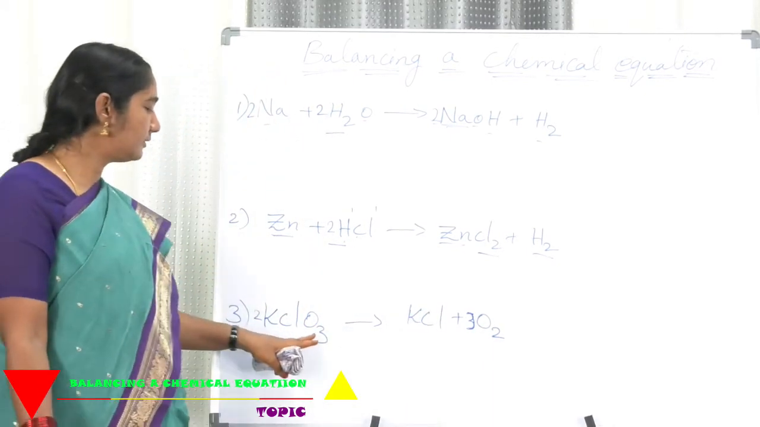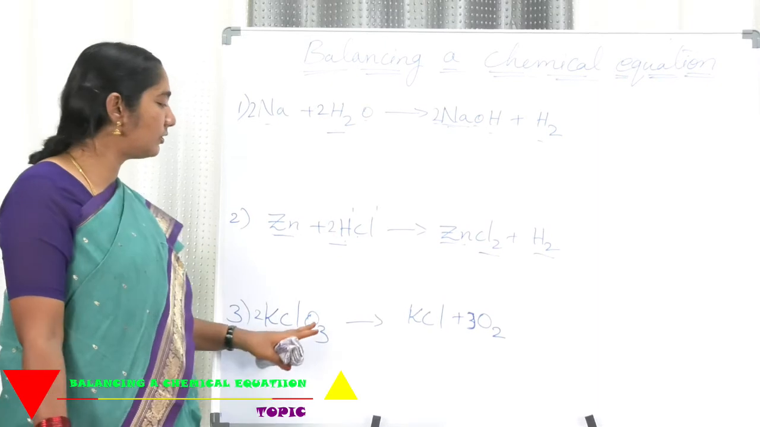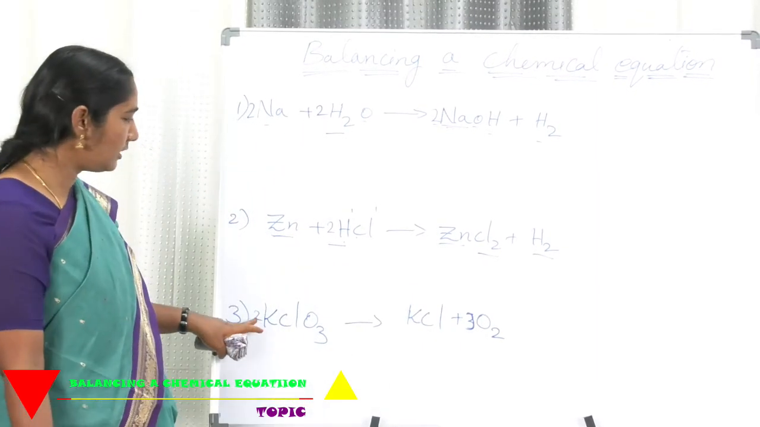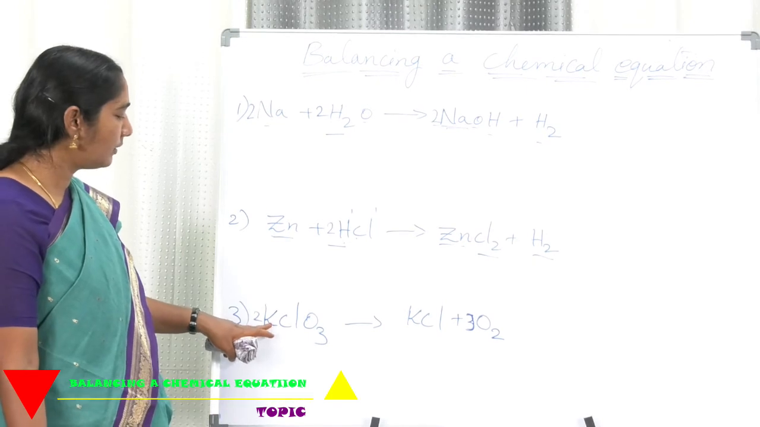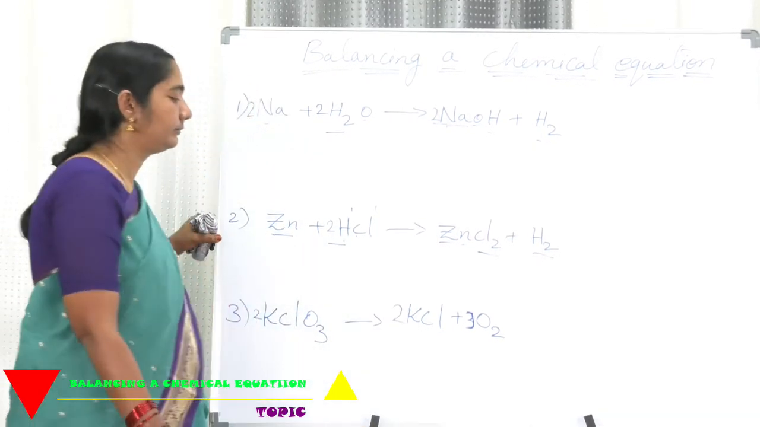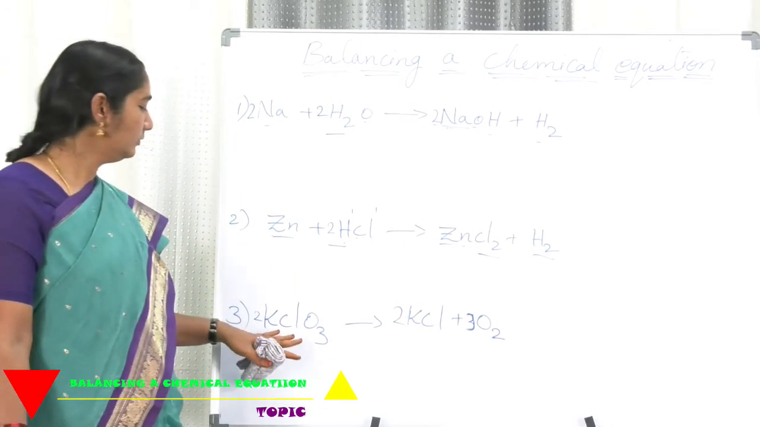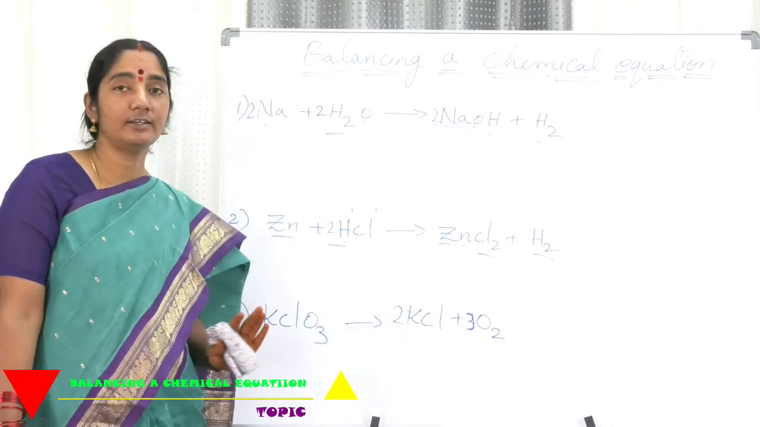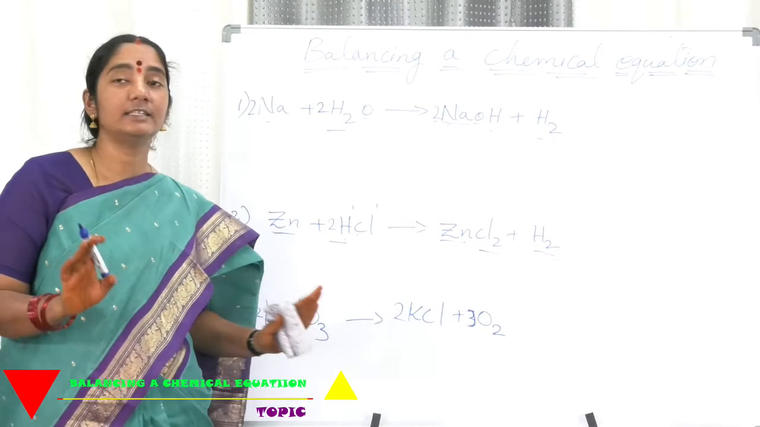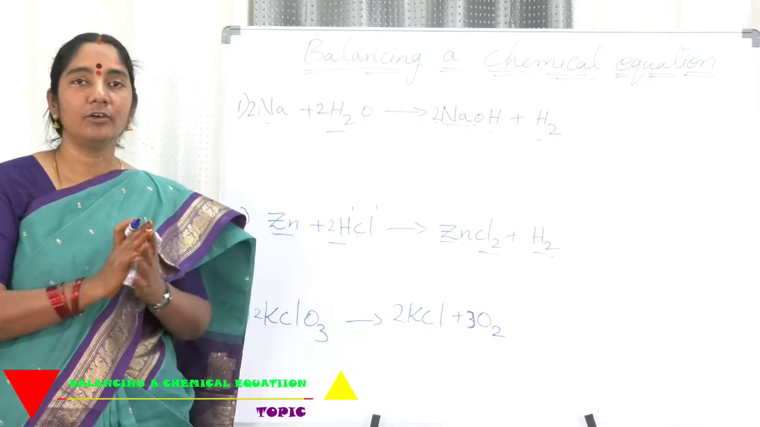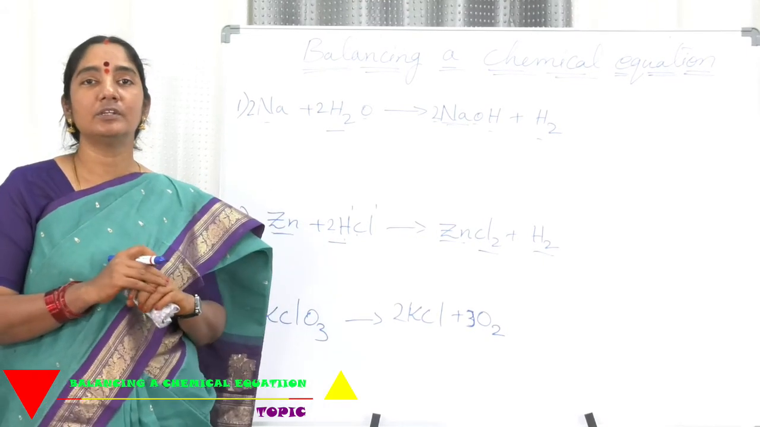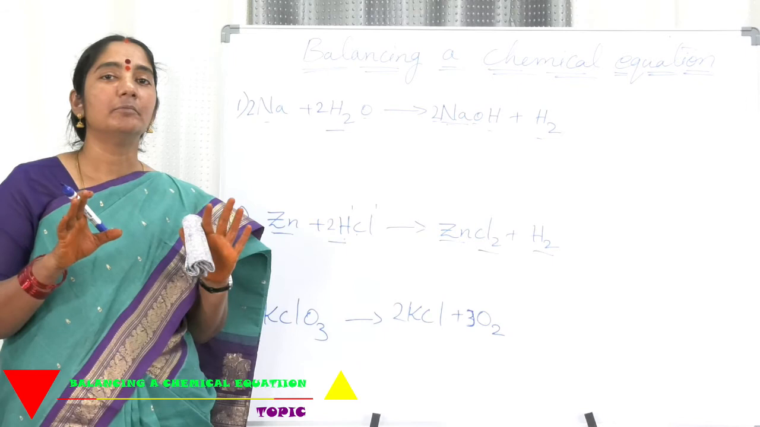Now oxygen is 6 atoms here, and here also 6 oxygens are there. But now here it is 2 potassium, 2 chlorine, so let me put 2 here. Now the left hand side and the right hand side got balanced. The reactants and the products are equal. I think now you understood how to balance a chemical equation by the trial and error method.